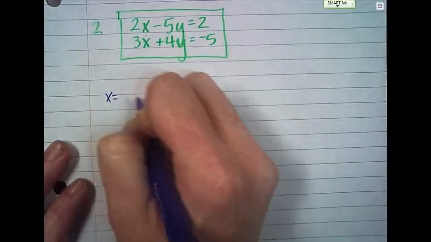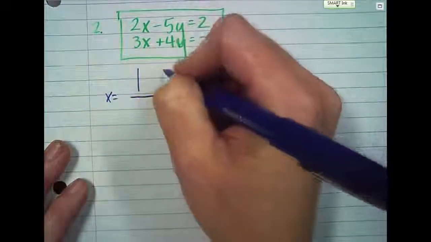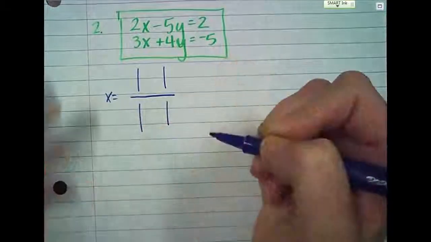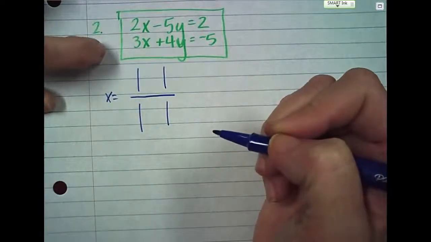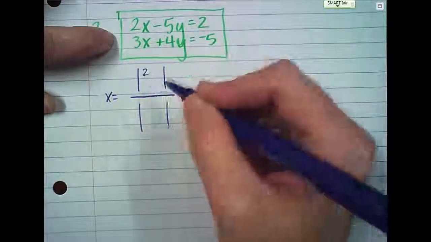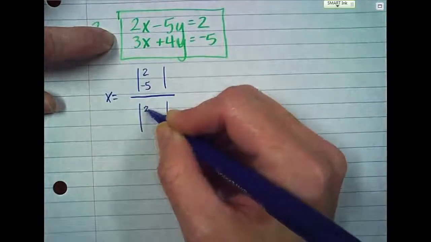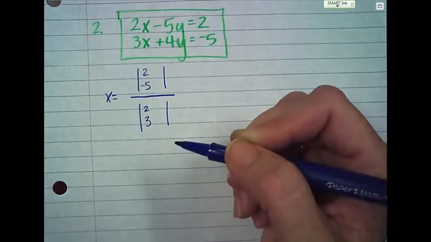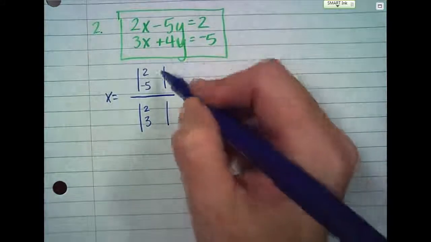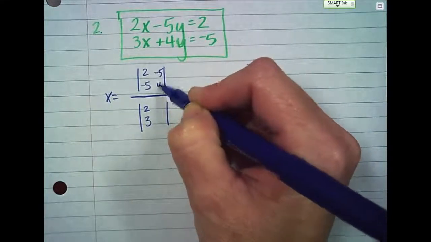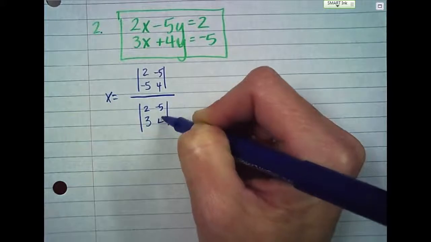X equals 2, 3, 2, 3, right? But at the top we're going to change it. So 2, negative 5, 2, 3. And negative 5, 4, negative 5, 4.